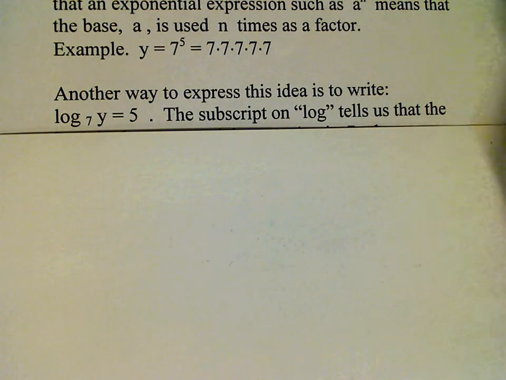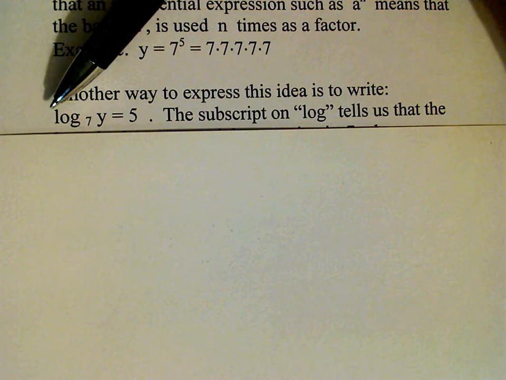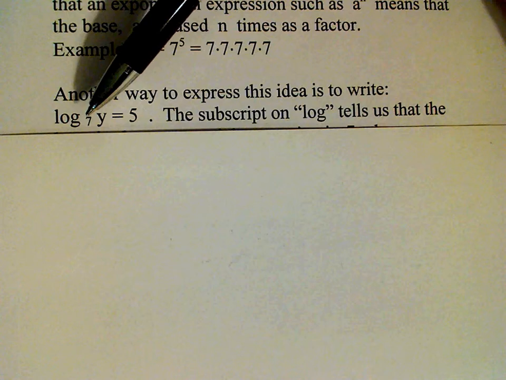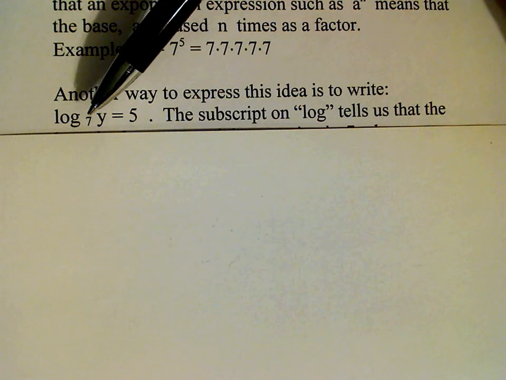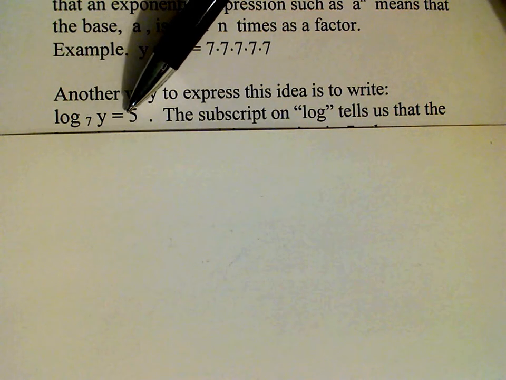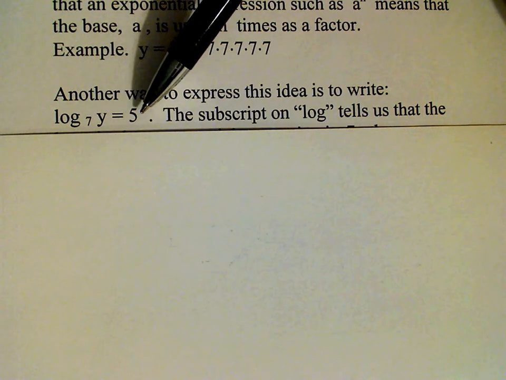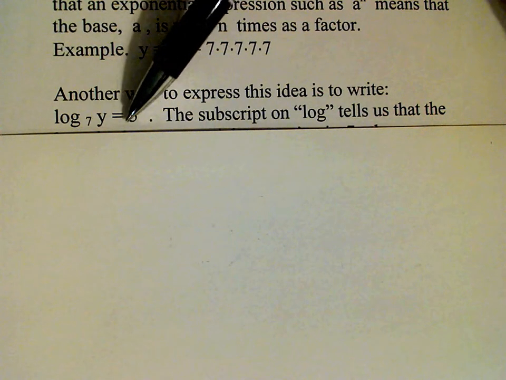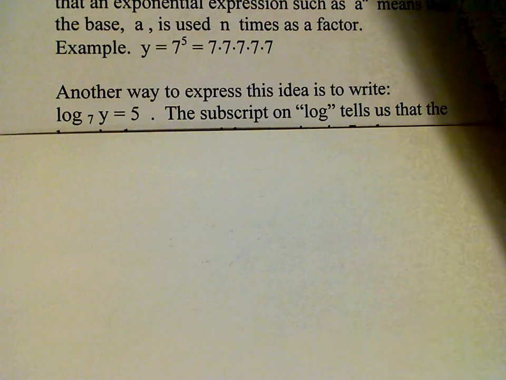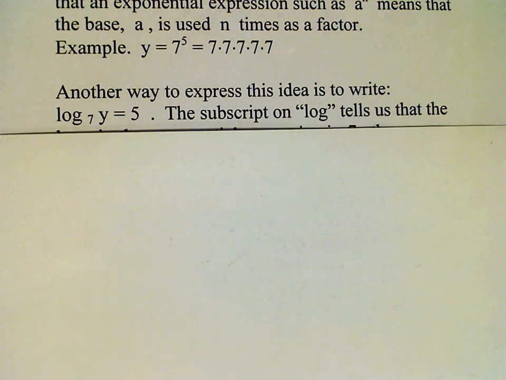Okay? And in the logarithmic form, we write the word log, which abbreviates the word logarithm, and then a little subscript 7 here, which lets us know what the base is. And then we write equals 5 on the other side. Notice that's where the exponent appears, on the other side of the equation. And then the y goes in between log 7 and the equal sign.